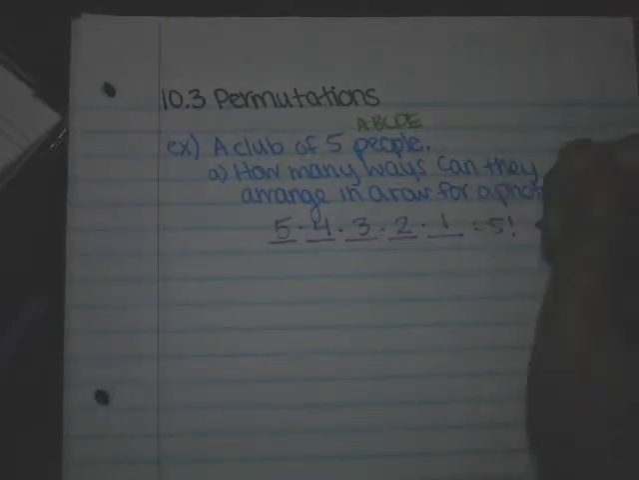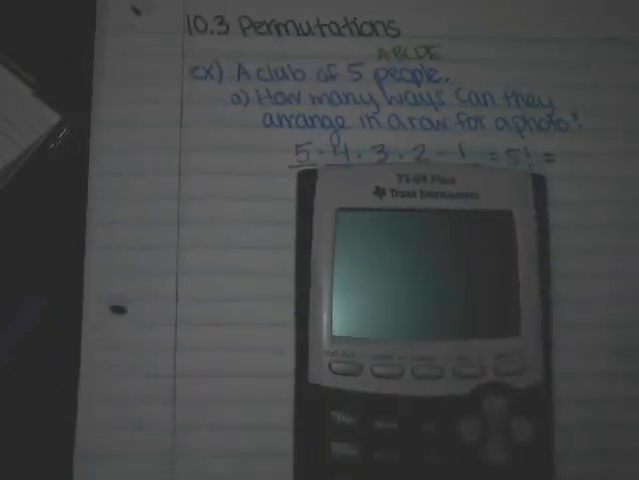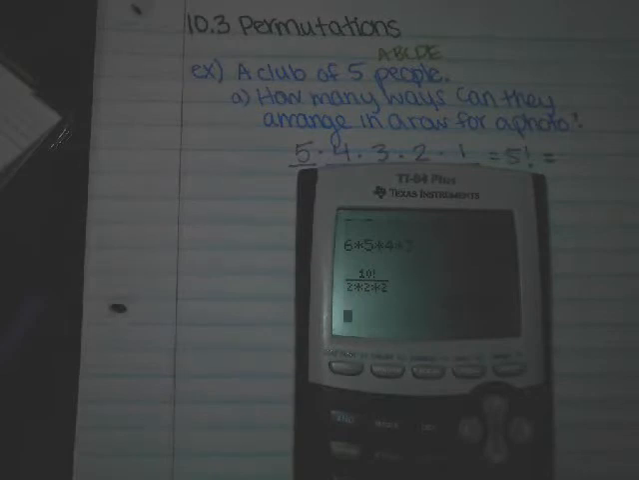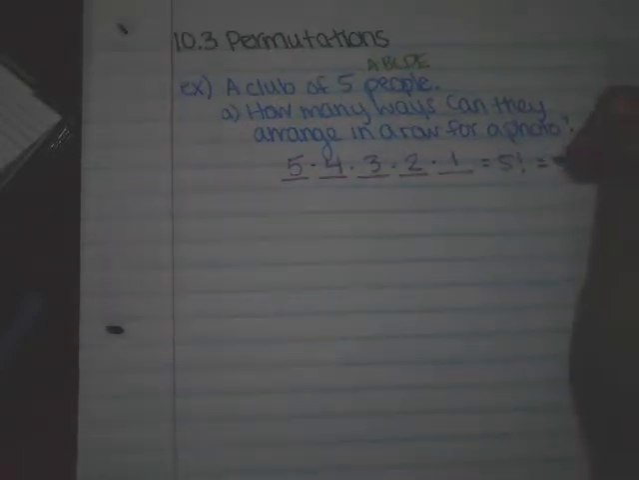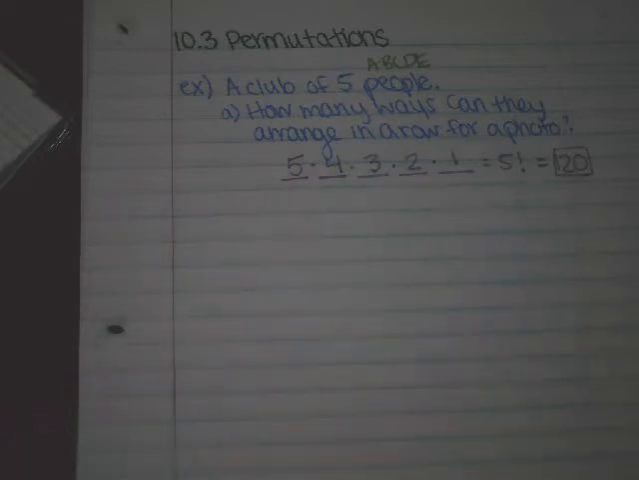This would be 5 factorial. And just as a reminder, you could calculate this by going in here, 5, math, PRB number 4, factorial, 120. So there are 120 ways to put these people in a row. Okay? That's the fundamental counting principle. For a question like that, this is just going to be the best way to solve it. 5 times 4 times 3 times 2 times 1.